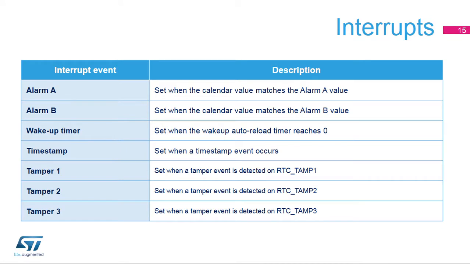Several RTC events can generate an interrupt. All interrupts can wake the microprocessor up from all low power modes. The alarm A interrupt is set when the calendar value matches the alarm A value. Similarly, the alarm B interrupt is set when the calendar value matches the alarm B value. The wake-up timer interrupt is set when the wake-up auto-reload timer reaches zero. The timestamp interrupt is set when a timestamp event occurs. The tamper 1, 2, and 3 interrupts are set when a tamper event is detected respectively on the RTC tamp 1, RTC tamp 2, or RTC tamp 3 pin.